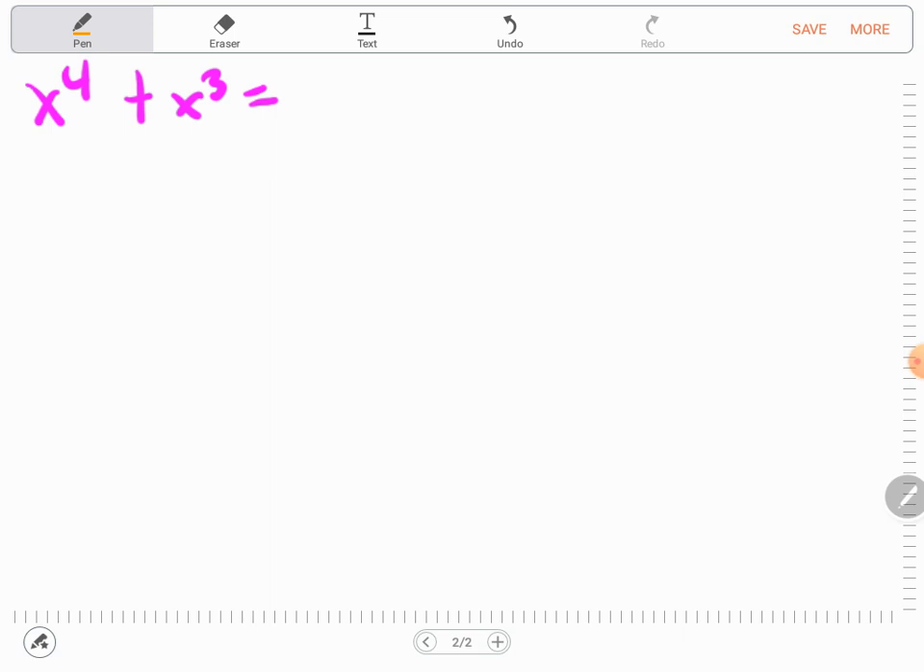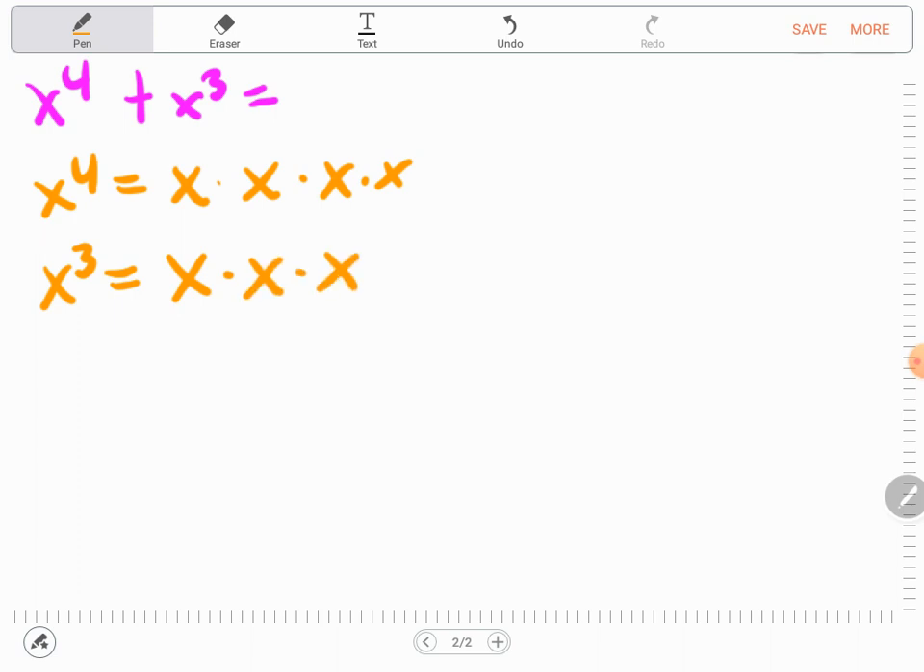So let's get started with the solution. So we have x power 4 and x cubed. If we expand x power 4, we have x times x times x times x, and then our x cube is x times x times x. That's when we want to find our GCF, or the greatest common factor. In x power 4 we have 4 x's, and in x cube we have 3 x's.